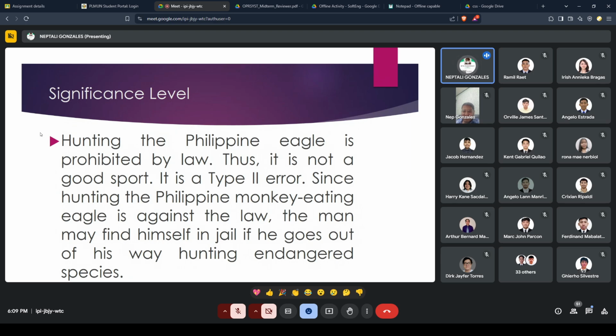Hunting the Philippine eagle is prohibited by law. Thus, it is not a good sport. It is a type 2 error since hunting the Philippine monkey-eating eagle is against the law. The man may find himself in jail if he goes out of his way hunting endangered species. So meaning na dapat nire-reject niya pero inaccept pa rin.